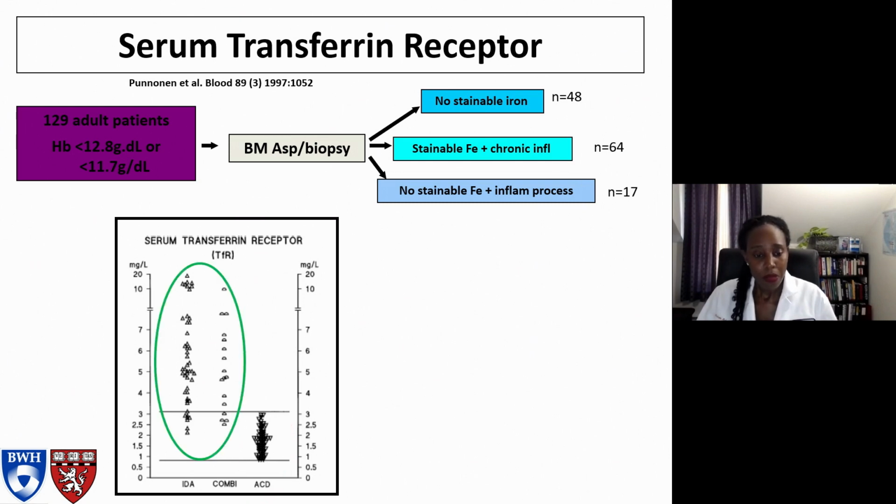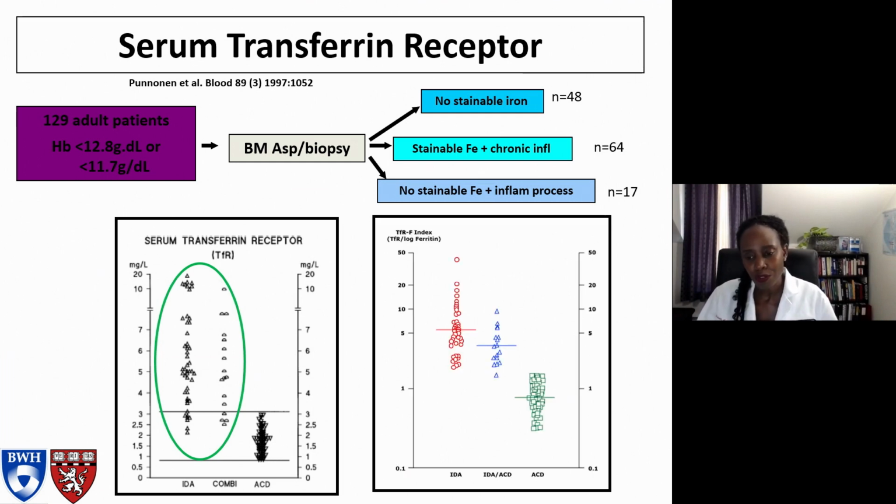There were attempts made to make the serum transferrin receptor more user-friendly in the clinic, but even converting it to a transferrin receptor ferritin index has not proved to be that useful, and therefore we don't really measure or test the serum transferrin receptor in our patients, although this is not uncommonly found in internal medicine boards.